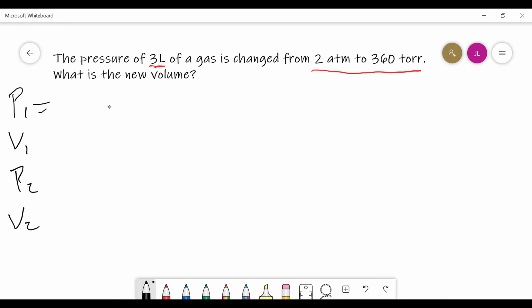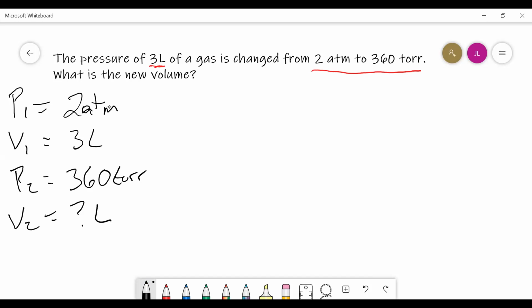So my initial pressure is 2 atmospheres, and my initial volume is 3 liters. Easy enough. My final pressure is 360 torr, and my final volume is our unknown, in liters. So first step, we have all of our variables, but there is an issue. We have atmospheres for pressure 1 and torr for pressure 2. We want to have everything in the same units.